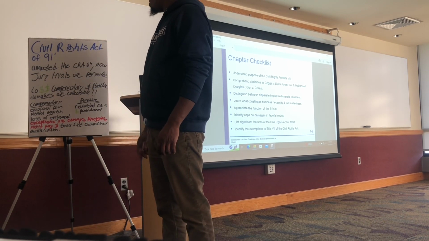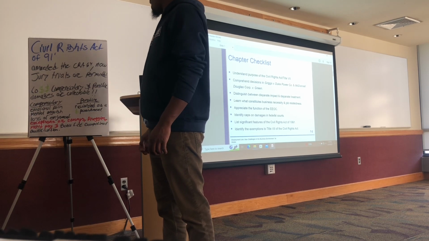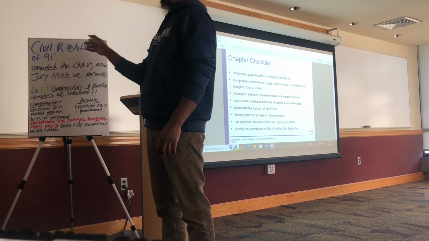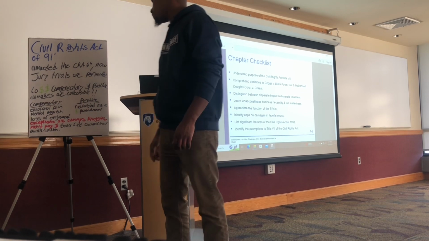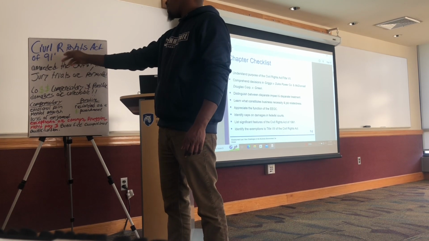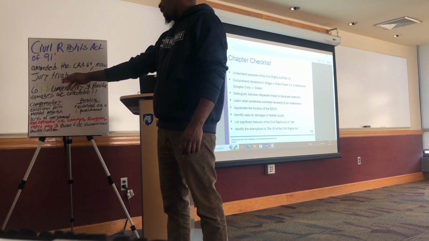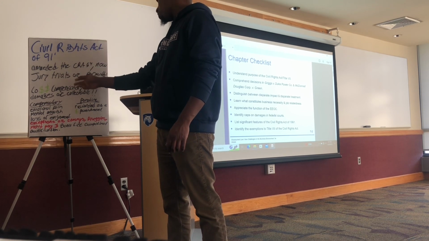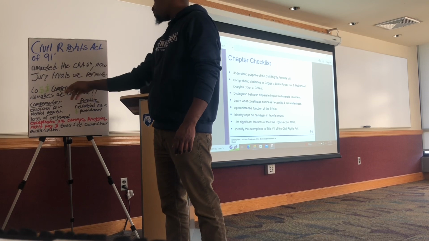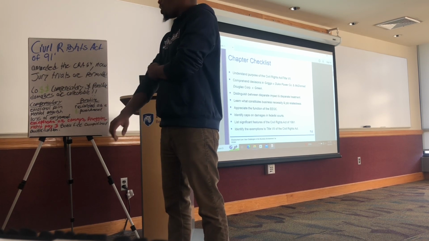So we are going to talk about an amendment to the Civil Rights Act of '64, which is the Civil Rights Act of 1991. This amendment allows jury trials to be permitted. It allows for money. Compensatory and punitive damages are collectible. Okay, so that's a big thing.